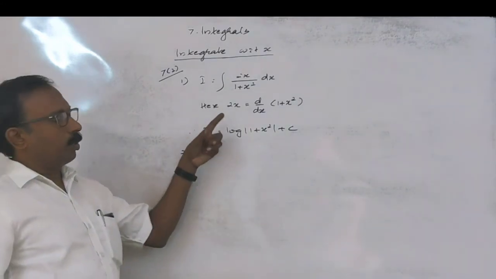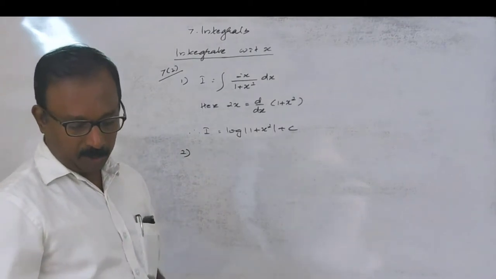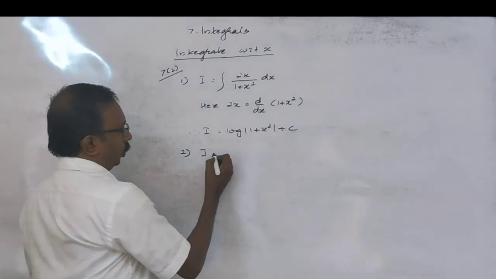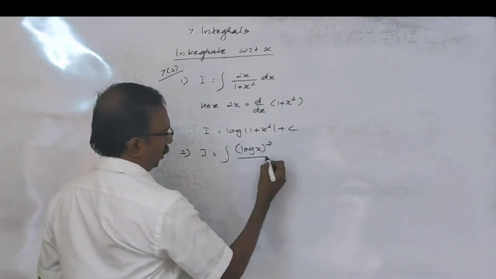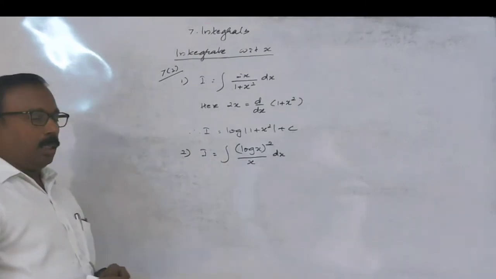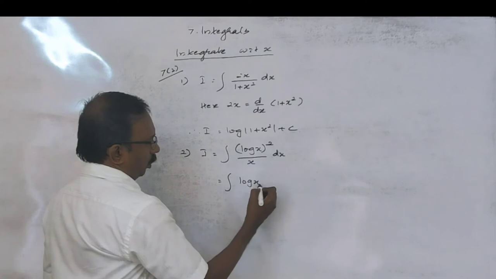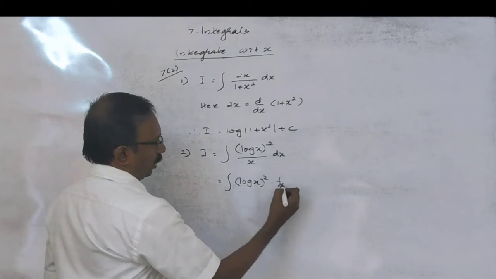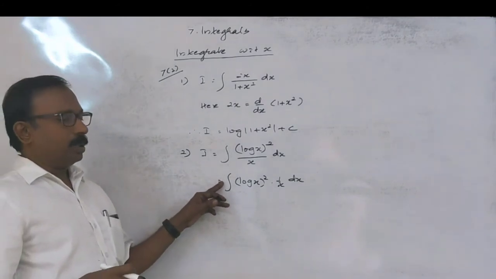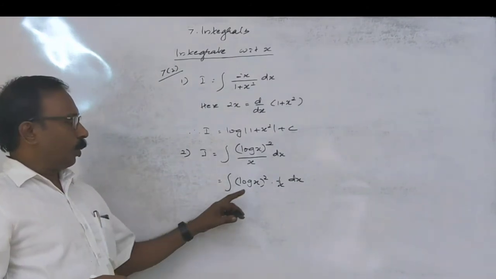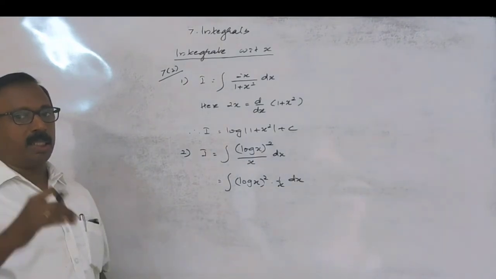We need to write the corollary of type 3. Second question: I is equal to integral of log x the whole square divided by x into dx. Now, this is the integral of log x the whole square into 1 by x into dx. This is type 1. Method 2 is type 3: f of x the whole square into f dash of x.